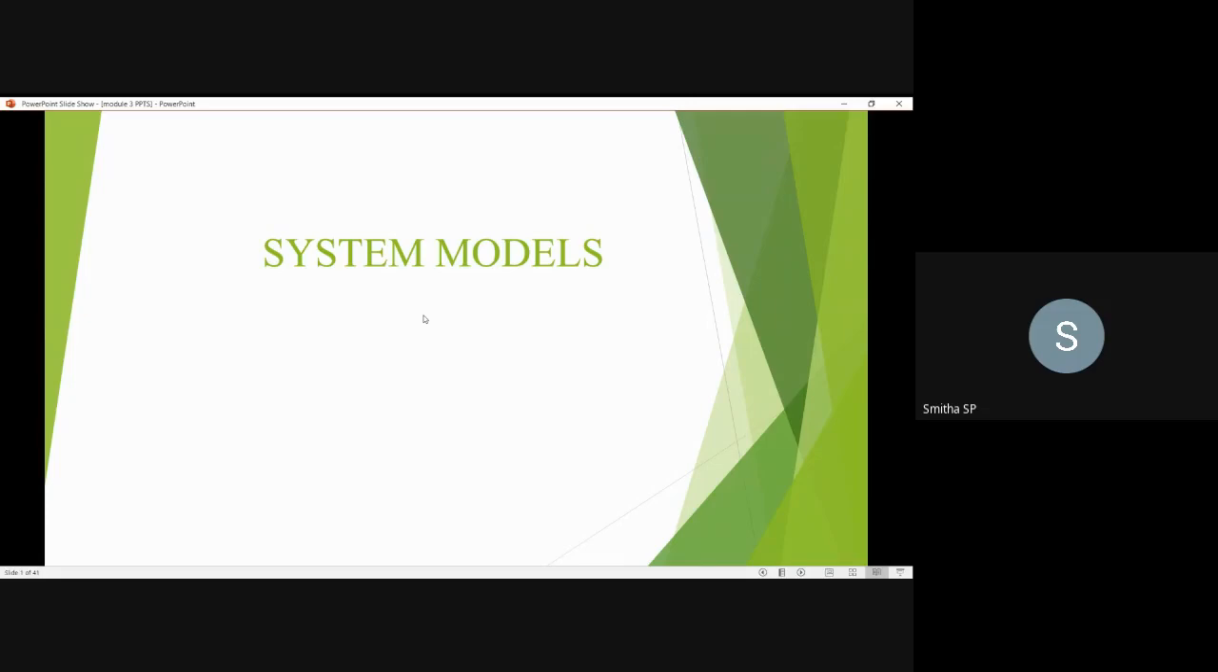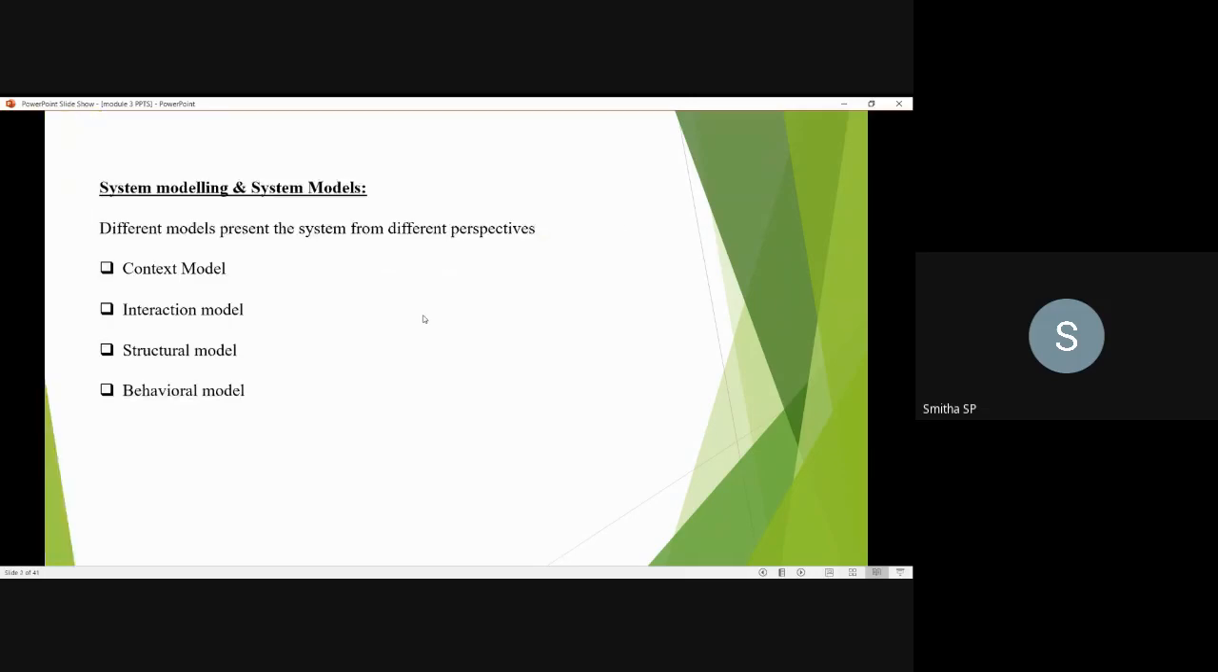Because system models are the models which are used to communicate with the customers. There are different kinds of system models. Different models present the system from different perspectives, such as context model, interaction model, structural model, and behavioral model. Among these, firstly, we are going to discuss the context model.